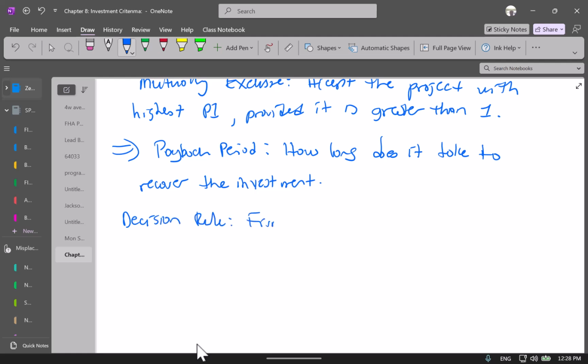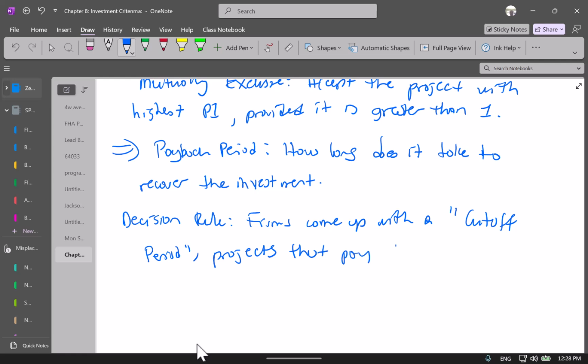Firms come up with a cutoff period. Projects that pay faster than the cutoff, I accept it. So a firm says, okay, whatever you do, if the project pays itself back in 2 years, go ahead.